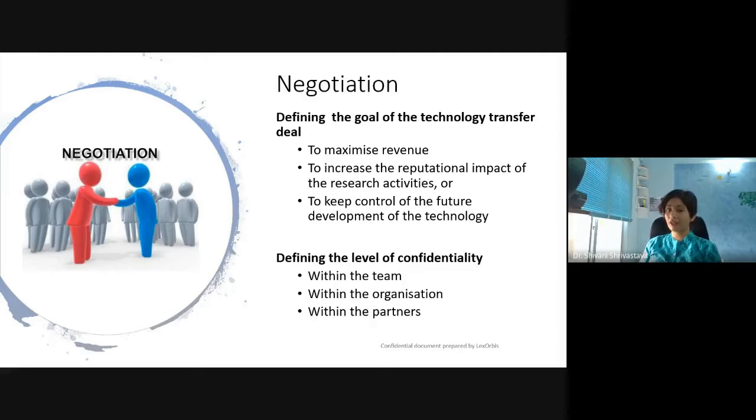So at the time of negotiation, confidentiality is very important. Because we should not disclose anything which is not required to be disclosed at that moment. So confidentiality should be maintained within the team, within the organization, and within the partners.